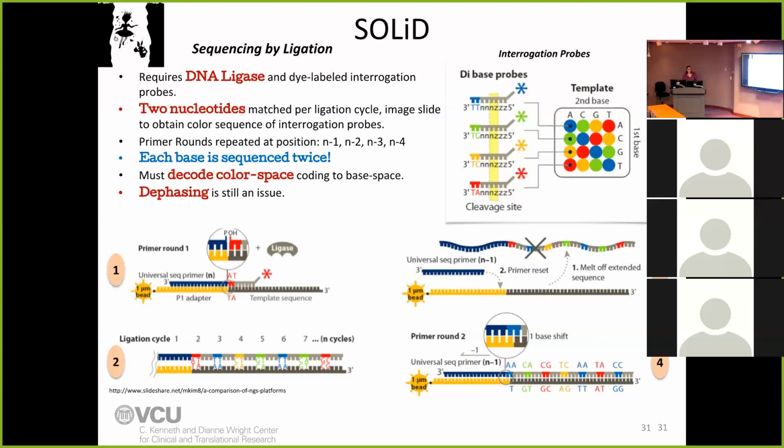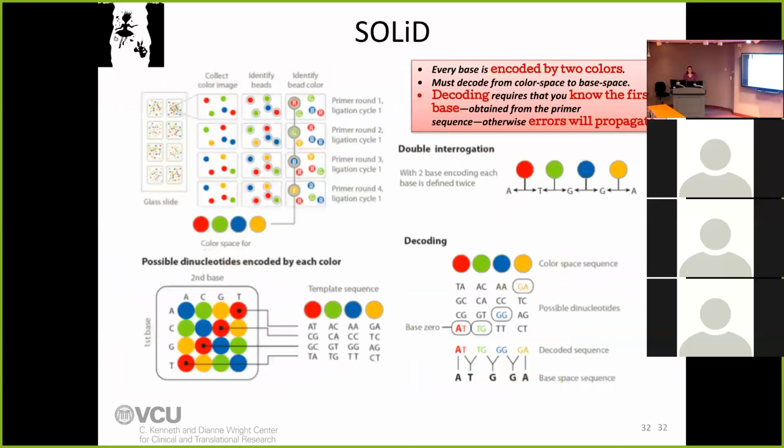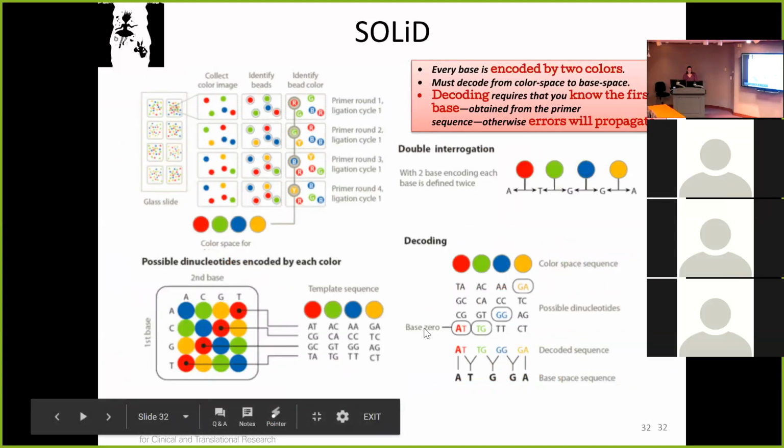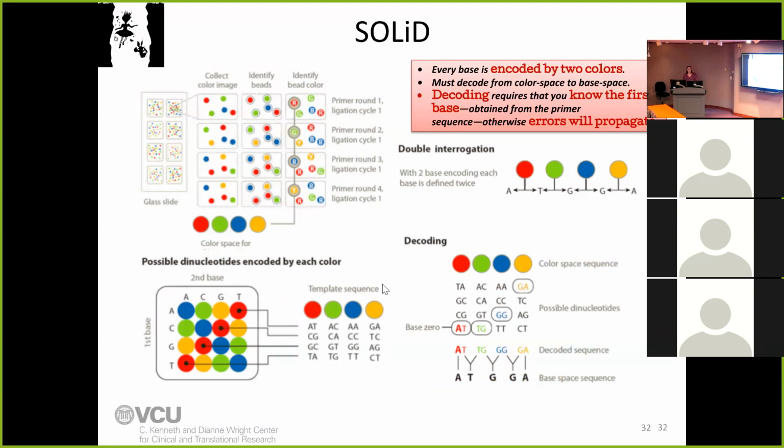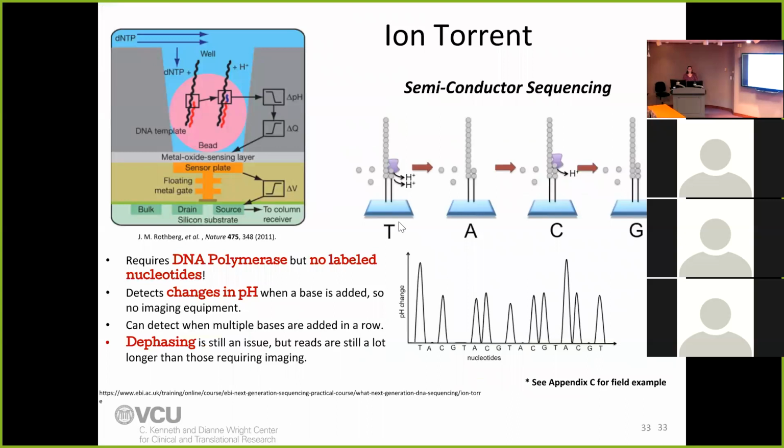Generally, I believe the sequencing facilities will do all of that for you. There is software to do that. But just knowing about it when you're dealing with SOLiD data is good in case you run into any problems. And this is just another slide with more information on how the color space is decoded into your base space. So SOLiD is definitely down the rabbit hole of sequencing.